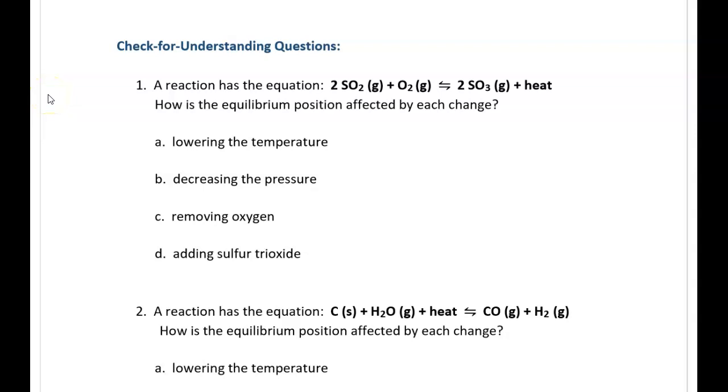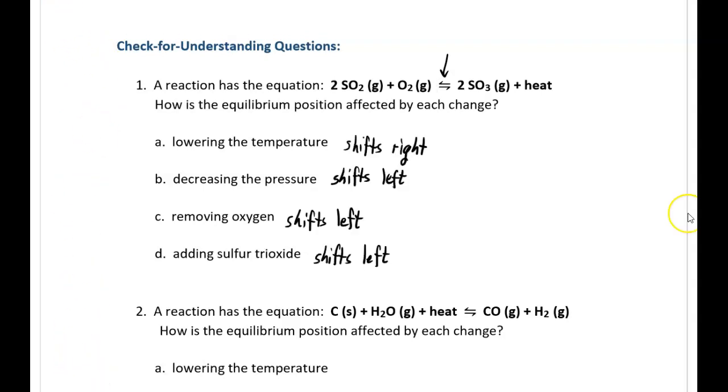Now for some check for understanding questions. A reaction has this equation. Notice it's a reversible reaction. How is the equilibrium position affected by each change? I'll pause the video for you to answer A, B, C, and D, and then we'll check. Okay, here's the answer using the lingo shifts right or shifts left.